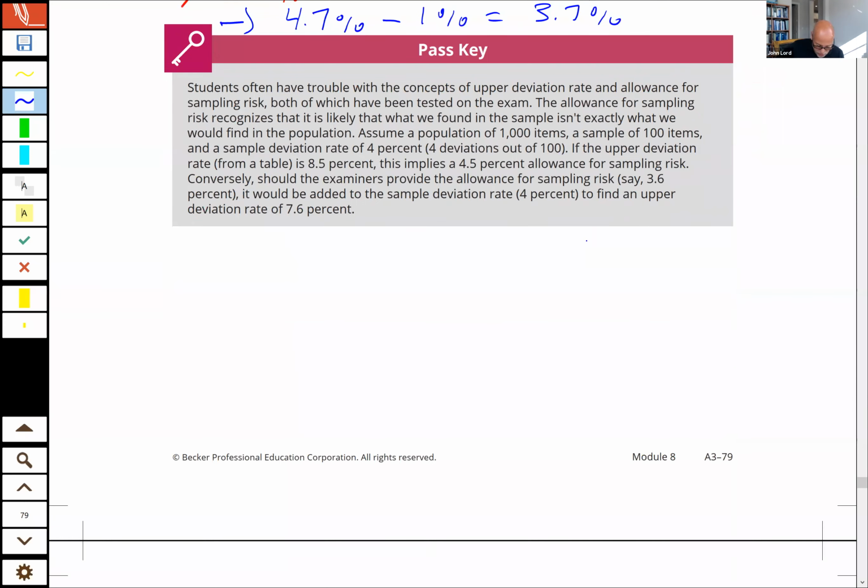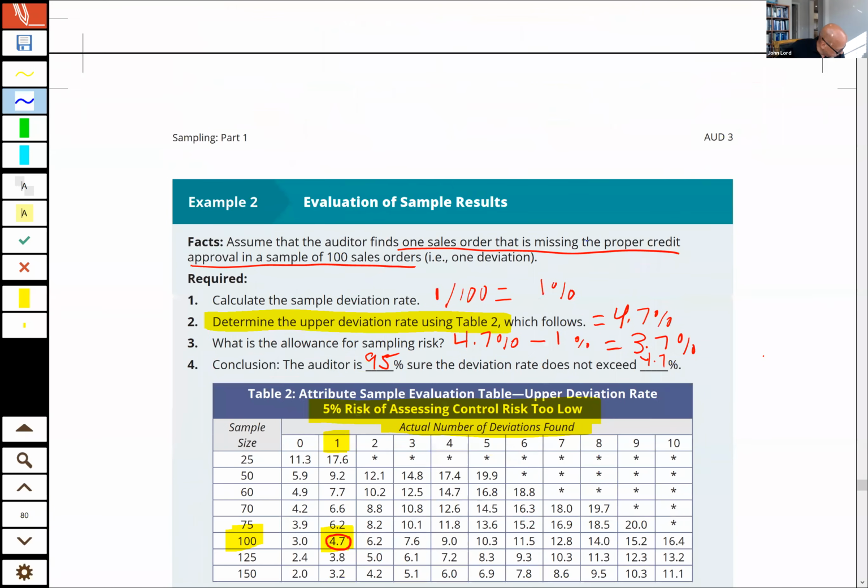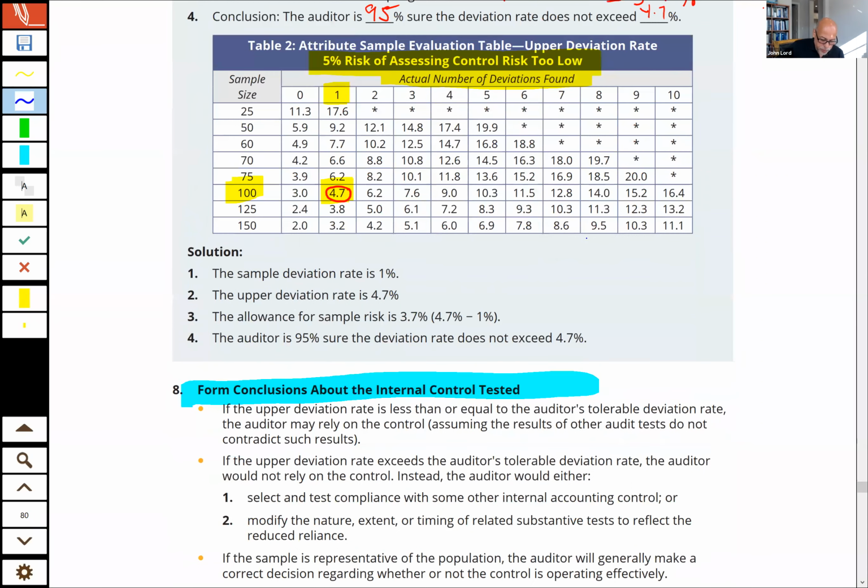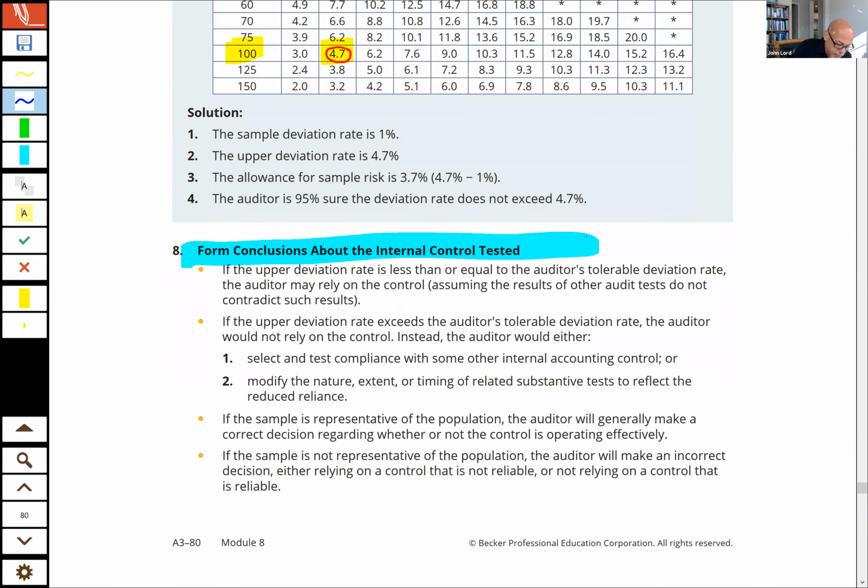Okay, good. Now you come over and let's look at form the conclusion. And now we say if the upper deviation rate is equal to or less than the auditor's tolerable rate, the auditor may rely on the control, right? Because we didn't exceed our tolerable deviation rate.